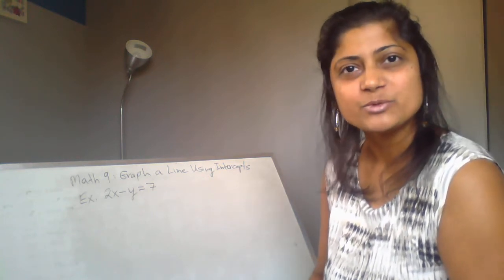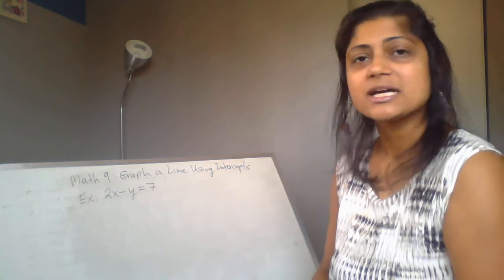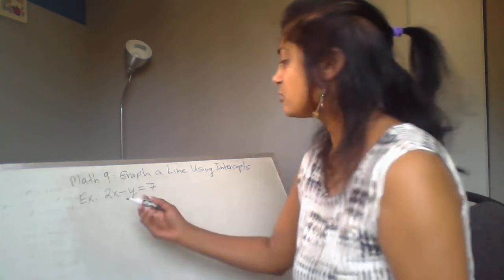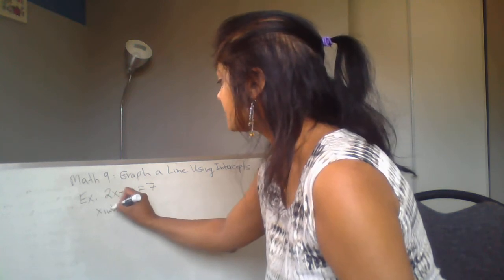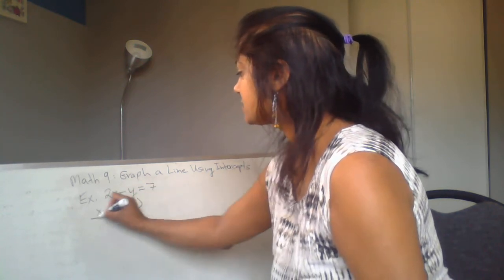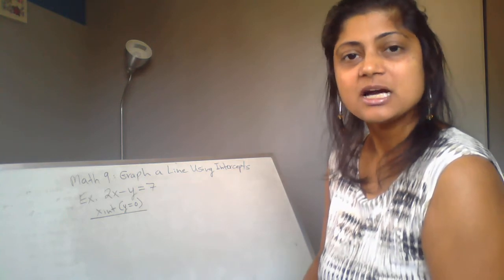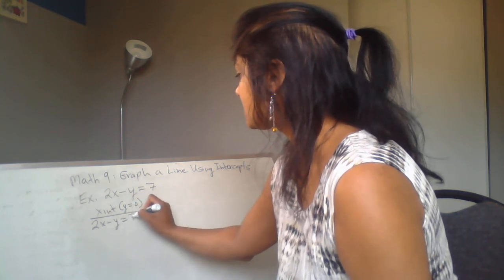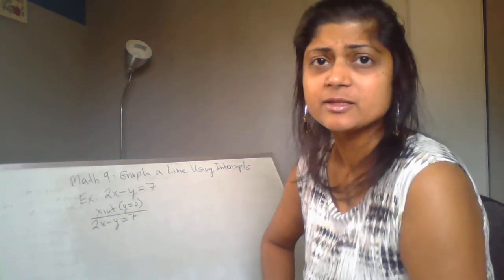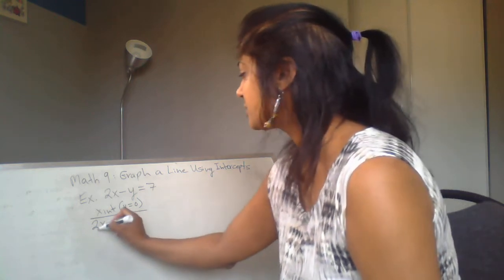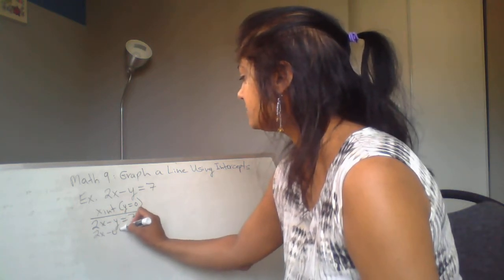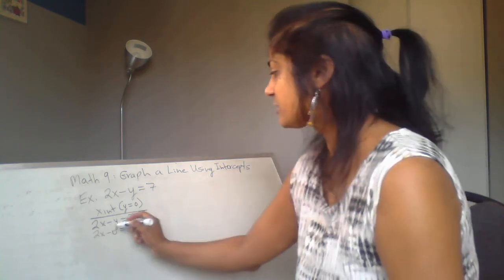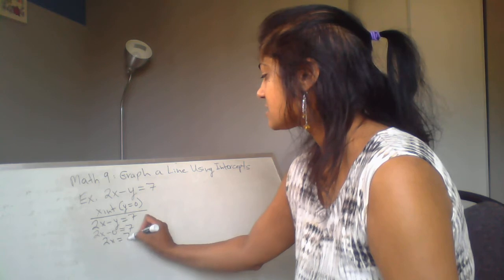So I have an example written down on the board here. It's 2x minus y equals 7. The first thing we're going to do is find the x-intercept, and we're going to plug in y as 0. I'm going to rewrite the equation on the bottom. So it's 2x minus y equals 7. Instead of writing the y, I'm going to plug in 0. So it's going to be 2x minus 0 equals 7, and what I'm left with here is 2x equals 7.